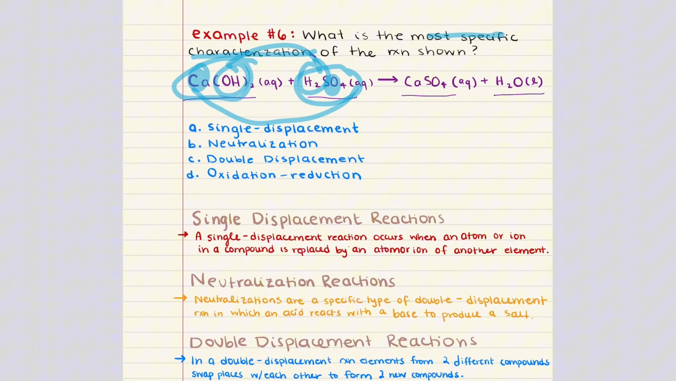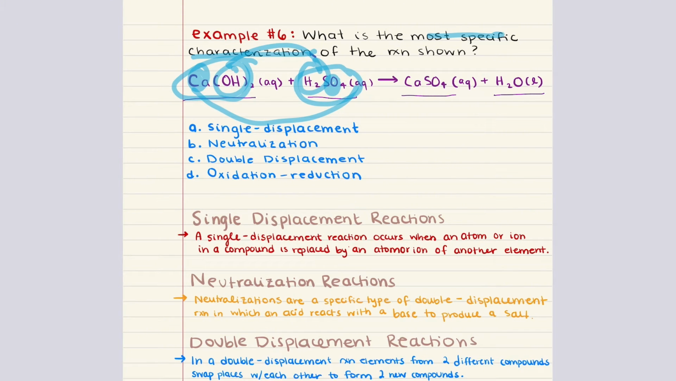B says neutralization. Now, neutralization is a specific type of double displacement reaction where an acid reacts with a base to produce a salt and water. Calcium hydroxide is a base. Sulfuric acid is an acid, and they produce calcium sulfate, which is a salt, and water. This matches what we're given in our reaction and what is happening. We have a neutralization reaction.